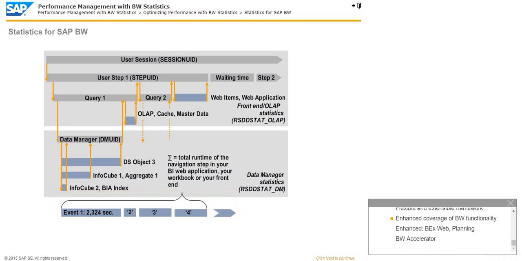Concept. Event ID, that is characteristic, to uniquely identify each step in the process. Flexible and extensible framework. Enhanced coverage of BW functionality. Enhanced BEx web planning BW accelerator.